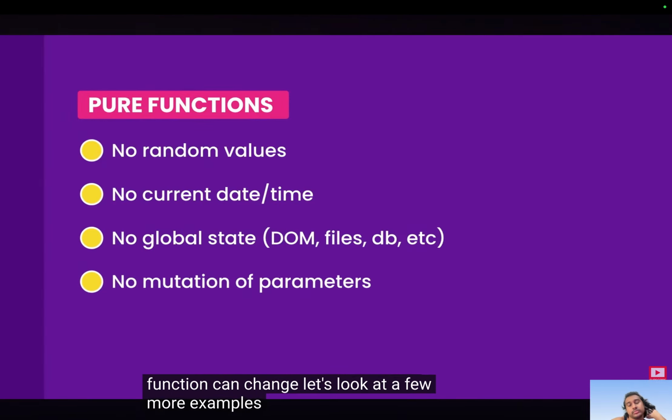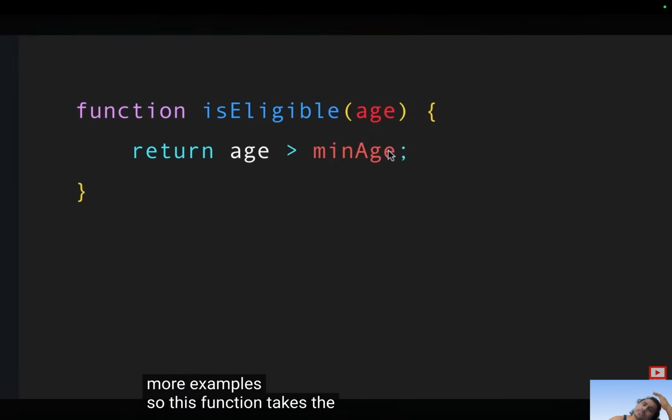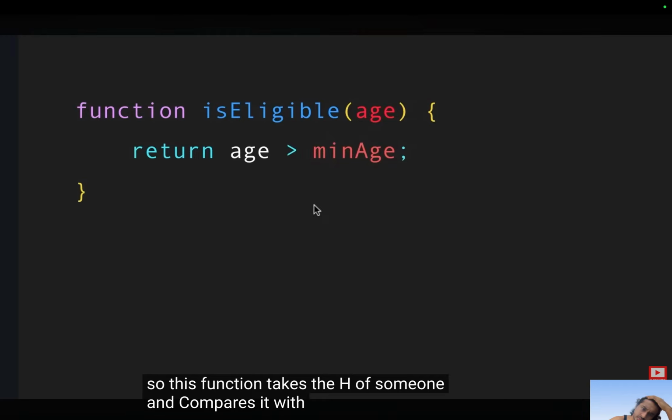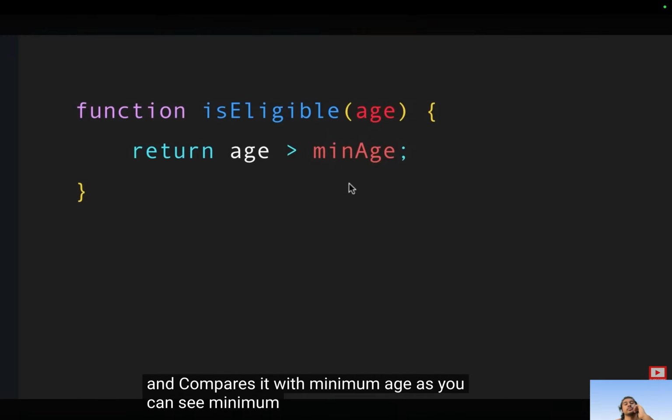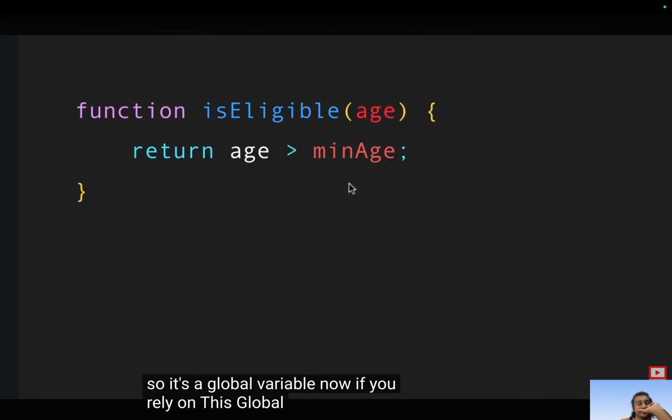Let's look at a few more examples. This function takes the age of someone and compares it with minimum age. As you can see, minimum age is not defined here, so it's a global variable. Now, if you rely on this global variable to see if someone is eligible or not, the result of this function can change in the future.